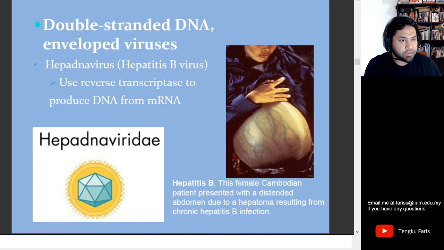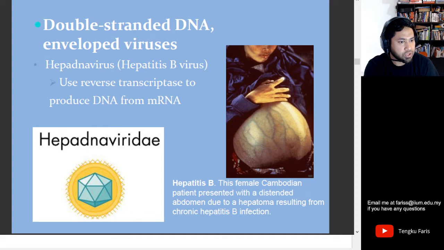They use reverse transcriptase to produce DNA from mRNA. So this is a special enzyme for the transcription process. They want to convert the double-stranded DNA into the mRNA, and the RNA viruses have the capacity to use this enzyme before they're giving a certain effect to the human.